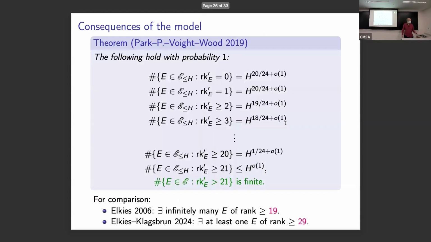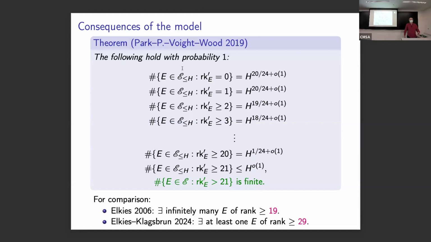And so this is what I did with Jennifer Park, John Voigt, and Melanie Matchett-Wood. In the model, for each elliptic curve there's a random variable defined using linear algebra, called the pseudo rank, and you can ask what is the distribution of how often the pseudo rank equals something. Altogether, if you look at all the elliptic curves, the number of those up to height h is h to the 5/6.